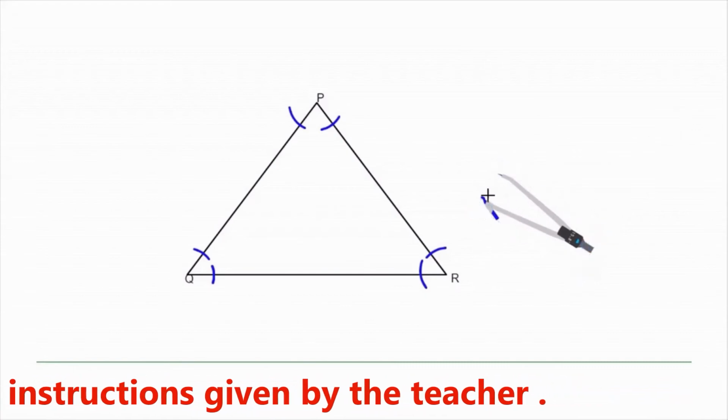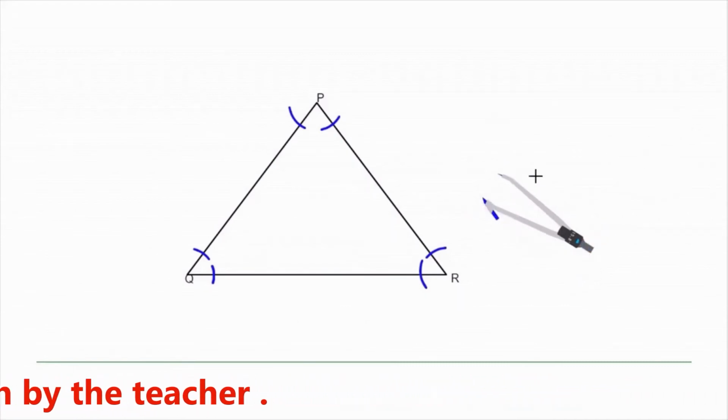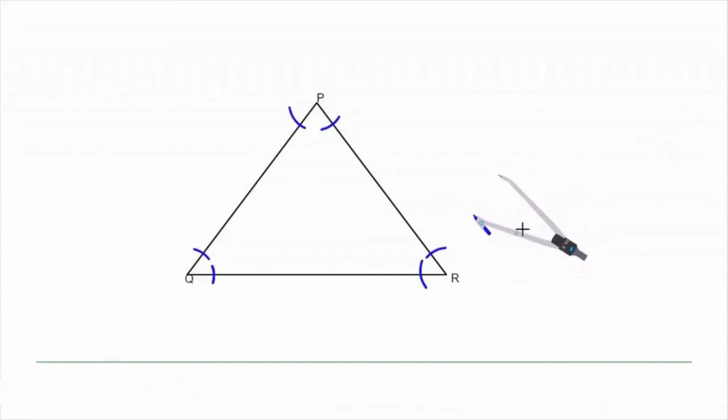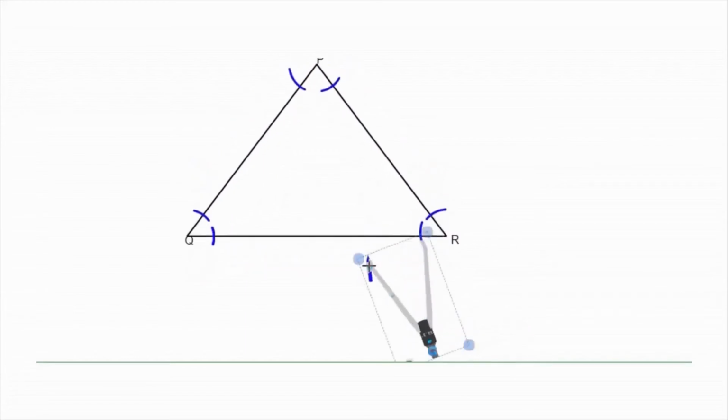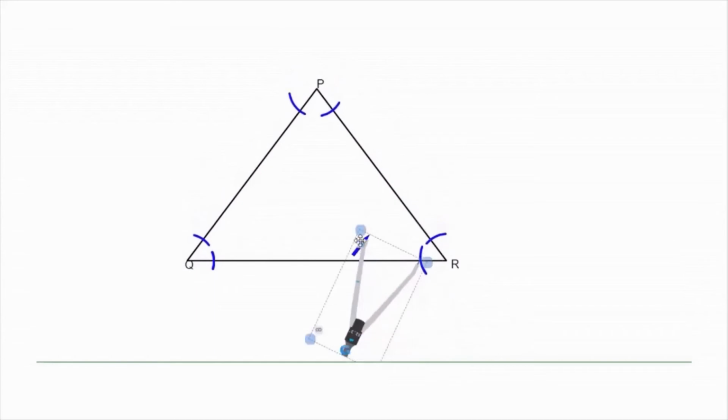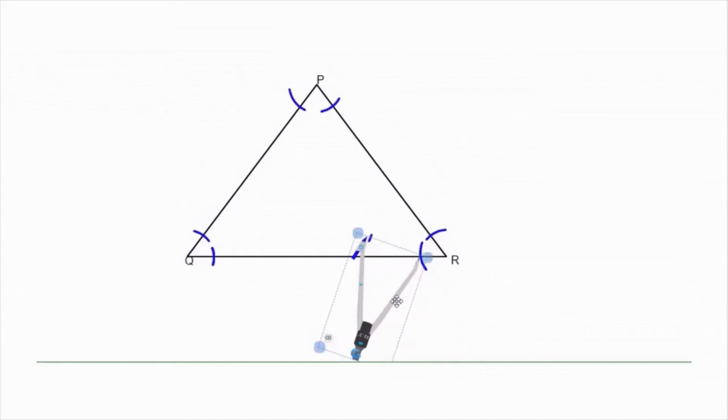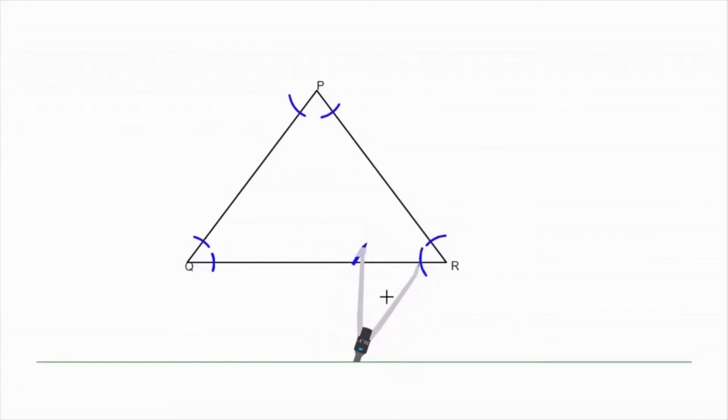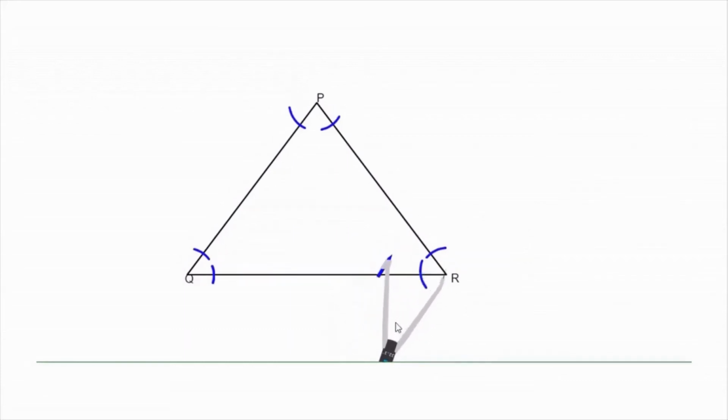you will be just increasing the size of the compass, expand it a little bit so that it will be convenient for us, and bring the compass to the point of intersection of the arc on the sides of the triangle, where it is intersecting, and you need to draw again an arc over there. Keep the compass at that point where the arc is intersecting on the sides.